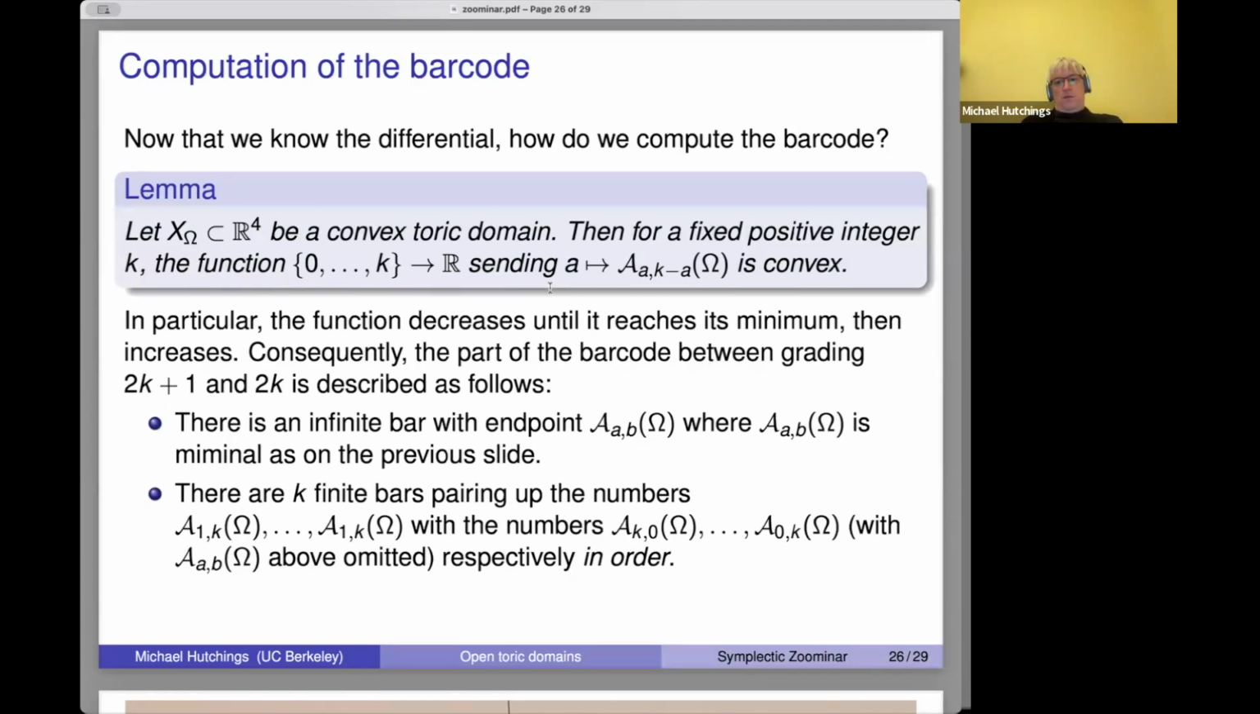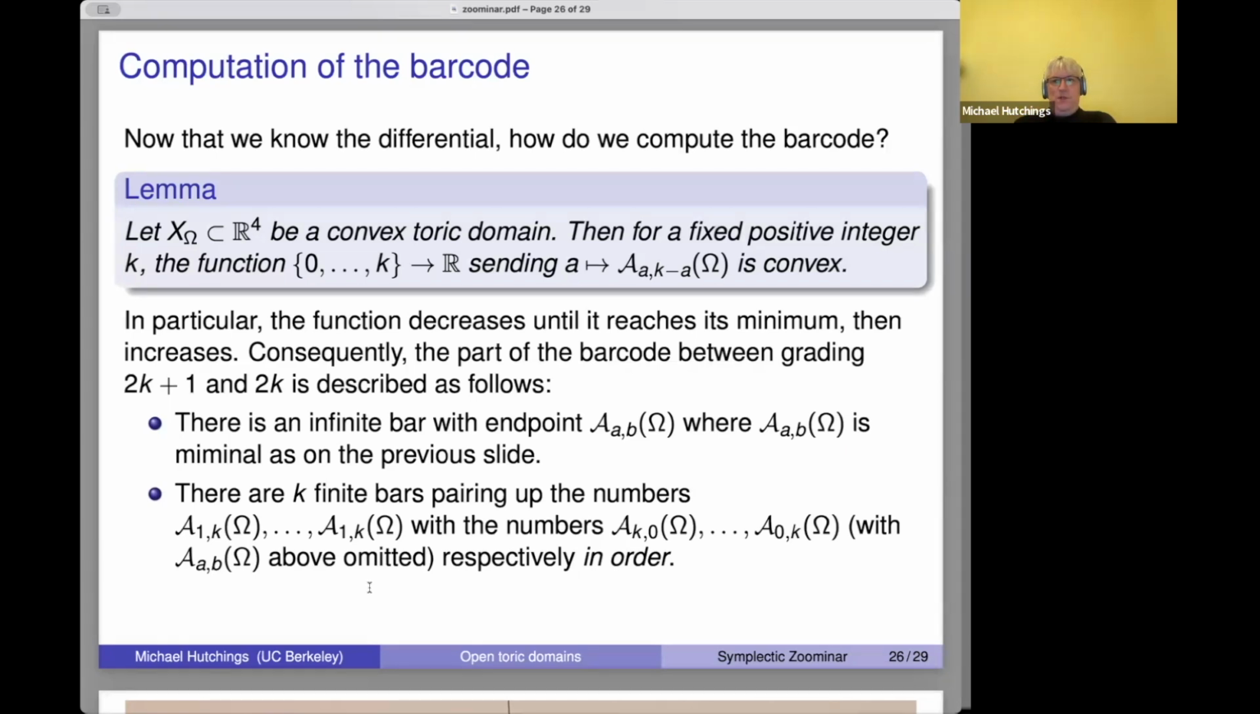So from that fact, you can deduce that the barcode is quite simple. There's an infinite bar, whose endpoint is the action A_AB, where this is the minimum of A_AB for the given grading K. And then in addition to that, there are K finite bars. So these pair up the numbers. This is another typo, I'm so sorry. This should go from A_K1 to A_1K. And they pair up with these numbers A_K0 through A_0K with the minimum omitted, respecting the order.